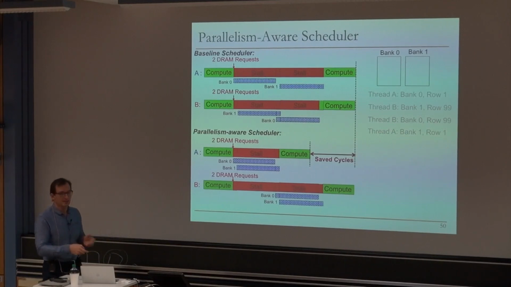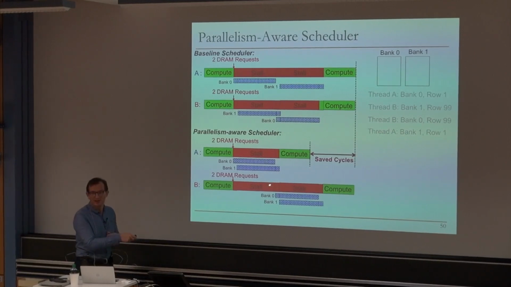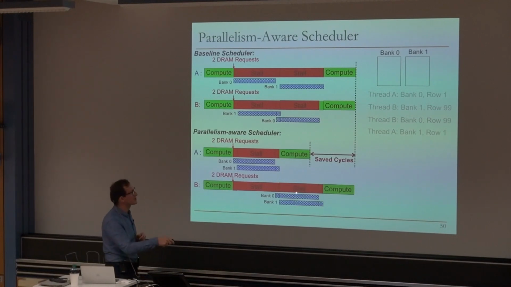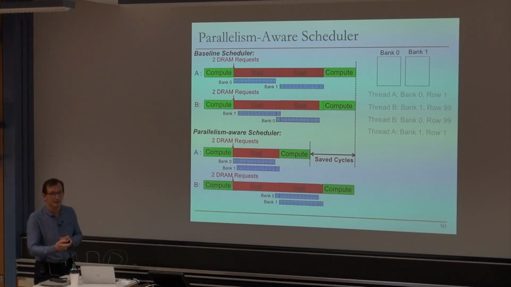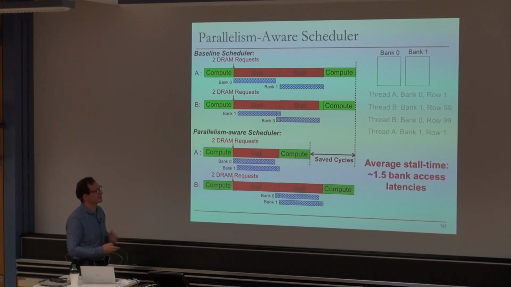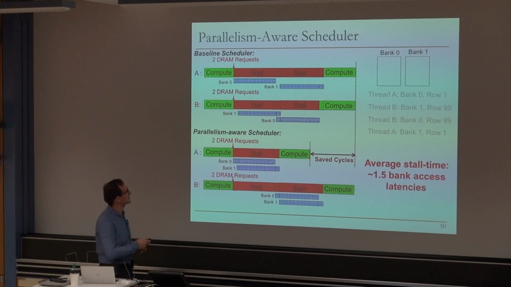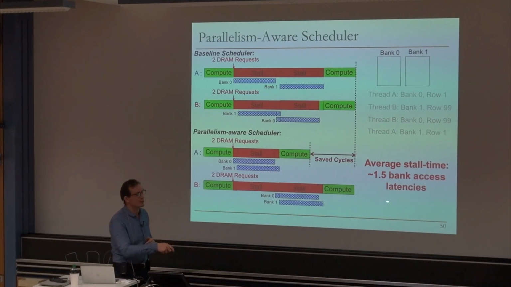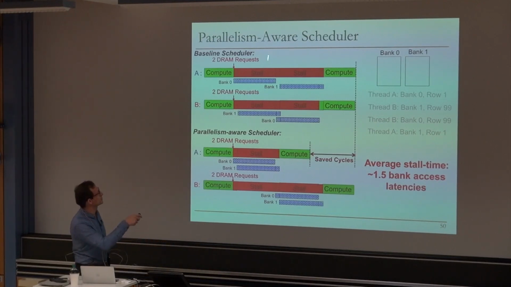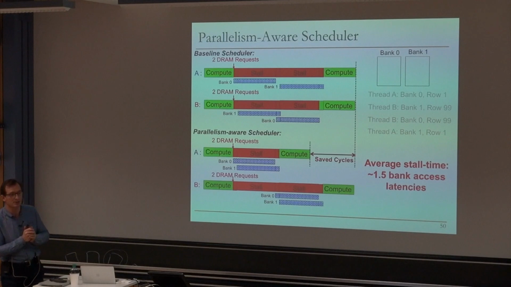Actually, for both threads, memory level parallelism or bank level parallelism was preserved in this case, except this bank level parallelism was preserved a little bit later over here. So this thread didn't gain performance, but it didn't lose performance either by doing this reordering. This is very powerful, as you can see, which means that we reduce the average stall time, the red parts, across both threads to 1.5 bank access latencies as opposed to 2 over here. And that's the idea over here.